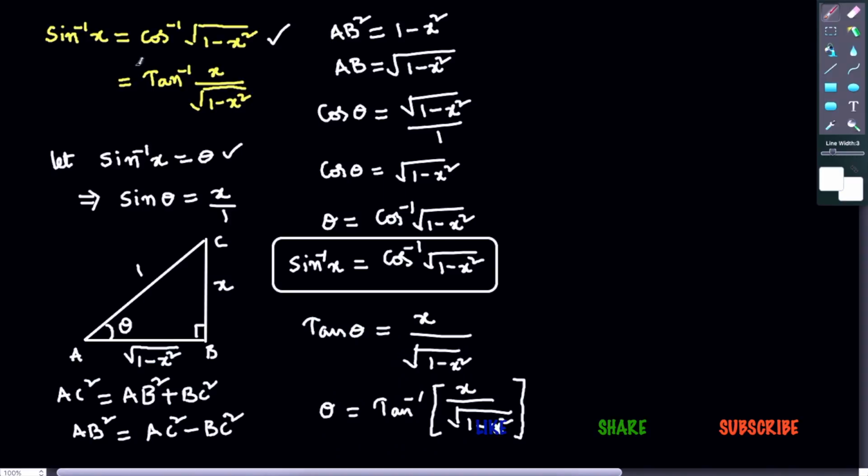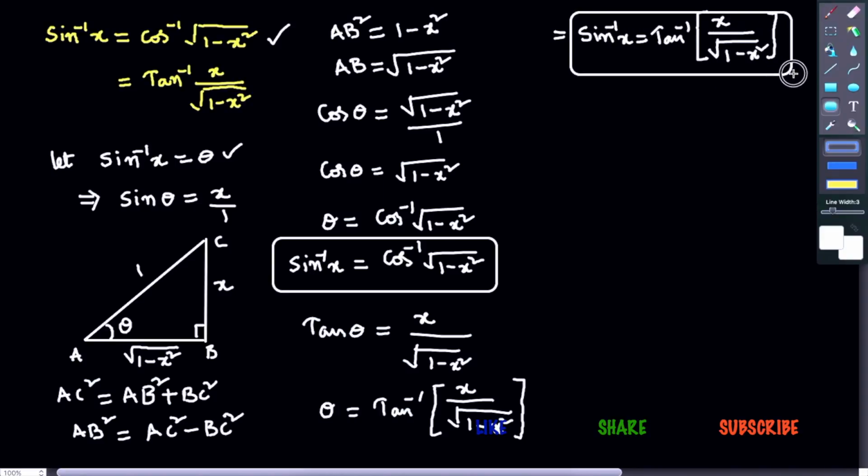What is theta? You observe here, we took sin inverse x as theta. So in place of theta, you write sin inverse x. What you will get is sin inverse x equals tan inverse of x divided by root over 1 minus x square. We wrote sin inverse x in terms of tan inverse. Similarly, you can express one inverse trigonometric function in terms of any other remaining inverse trigonometric function. You see, I wrote sin inverse in terms of cos inverse and tan inverse. Now we can write the remaining also.